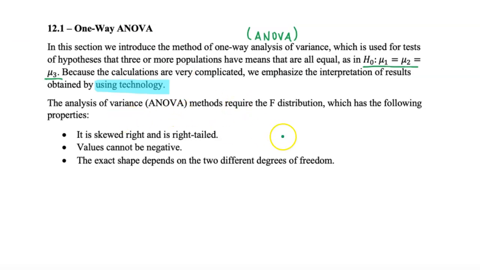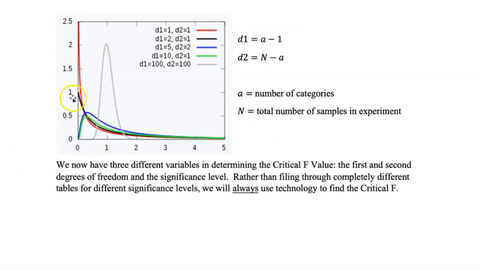The methods of analysis of variance require the F distribution, and the F distribution has the following properties. Number 1, it's skewed right and is right-tailed. If it is right-tailed, that means it's going to look something like this. It's going to have a long right tail. Values cannot be negative. We can see I've just drawn only the positive values starting at 0. The exact shape depends on 2 different degrees of freedom. You can see that this looks a lot like a chi-square distribution.